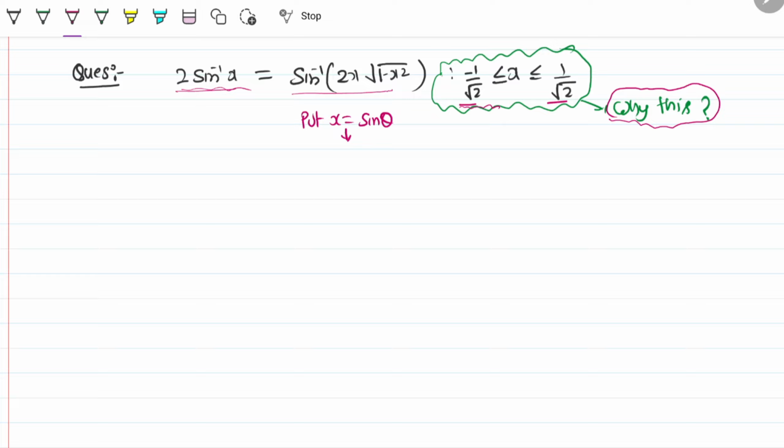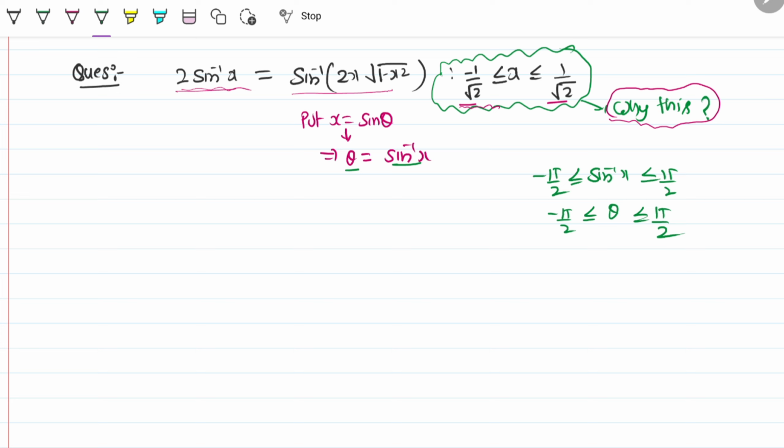Okay, so if x is sin theta, from here what is theta? Theta will be sin inverse x. Now tell me, what is the principal range of sin inverse x? Sin inverse x is from minus pi by 2 to pi by 2. It is the principal value branch of sin inverse x, and sin inverse x means theta. So I can write theta from minus pi by 2 to plus pi by 2.